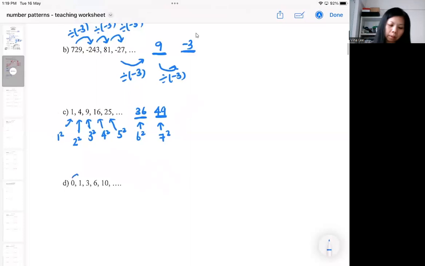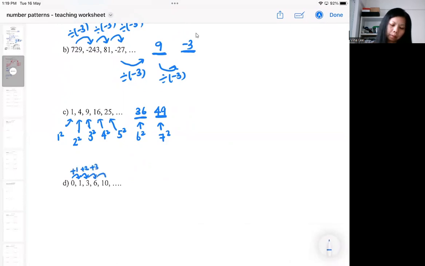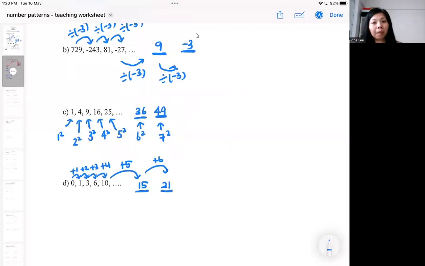Same thing for this one. This one is to discover the pattern. The pattern goes like this: +1, +2, +3, +4. So I'm expecting the next one to be +5, and I'm expecting the next one to be +6. So this will be the basic kind.